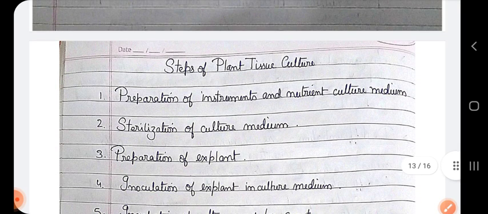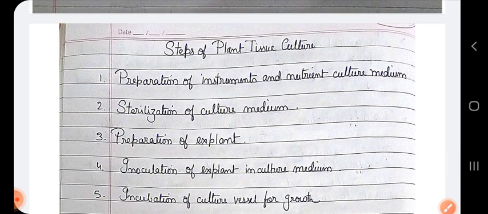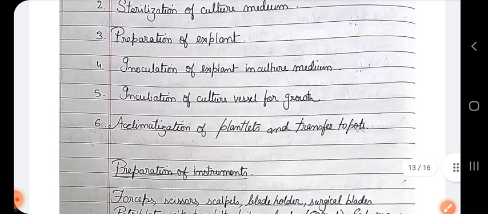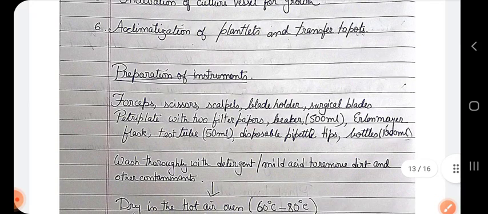Now I have given just an overview of the steps of plant tissue culture. The same steps will be repeated and repeated when you see the micropropagation technique. Okay, I am just giving the overview. You have to write the details also. So the first step of plant tissue culture is the preparation of instruments and nutrient culture medium. So we have to prepare all the things that are to be used in tissue culture, like the instruments and the nutrient culture medium.